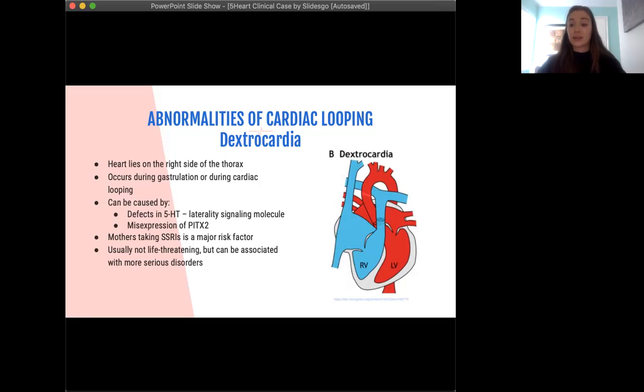Mothers taking SSRIs put their children at major risk for developing this type of defect. And dextrocardia is usually not life-threatening in this case, a cardiac looping defect, but it can be associated with more serious disorders such as situs inversus, where the complete reversal of all organs takes place, which can be life-threatening.